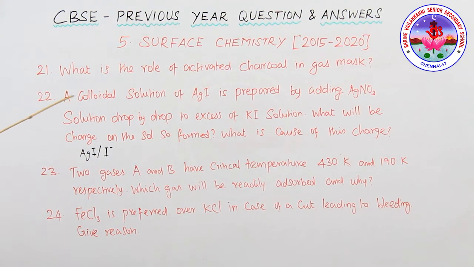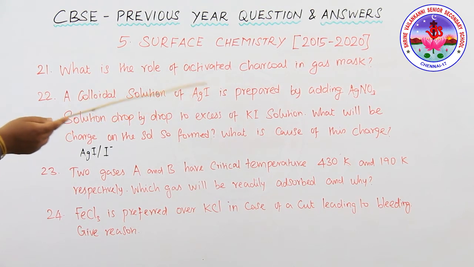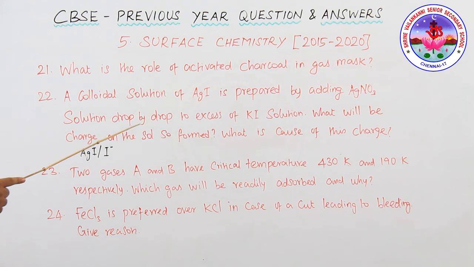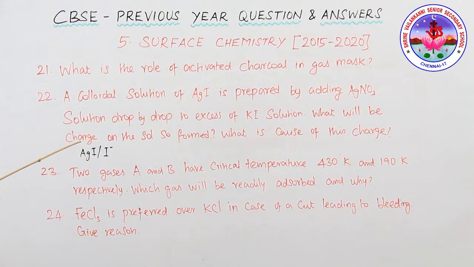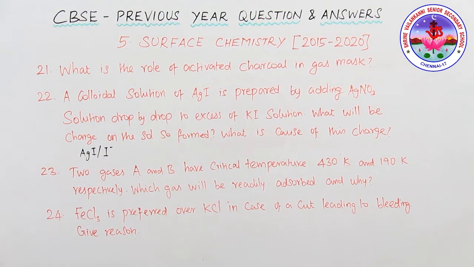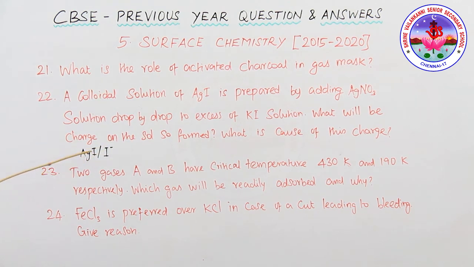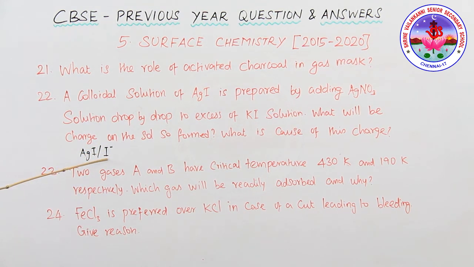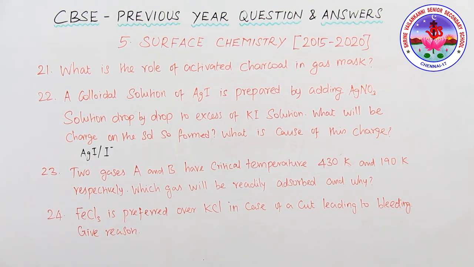I will repeat this. A colloidal solution of silver iodide is prepared by adding silver nitrate solution drop by drop to excess of potassium iodide solution. What will be the charge on the sol so formed? What is the cause? Then the answer is AgI and iodide ion, I⁻. So, it will be a negatively charged colloid due to the adsorption of iodide ion on silver iodide.